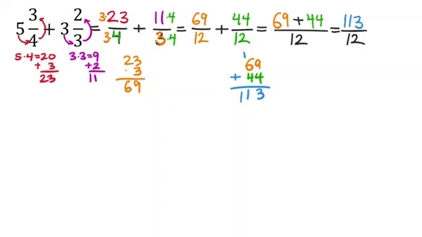And then, of course, you should always check to see if our final answer here can be simplified, because if it can, then you should. Right here, I see at least 12 is divisible by 1, 2, 3, 4, 6, and 12. But 113 is not divisible by any of those, which means that this is already fully simplified.